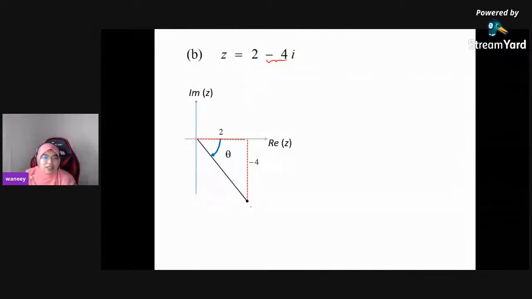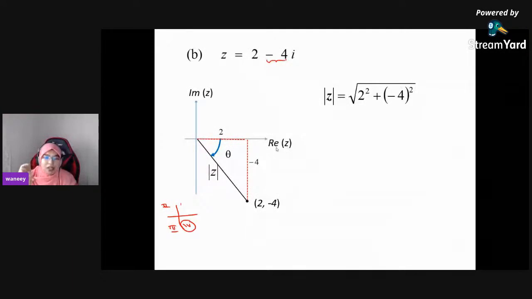So that means the z is actually in the, so this one is 2, 1, 2, 3. So this one must be the fourth quadrant because here positive real, negative imaginary. So this is the fourth quadrant. So my z is in the fourth quadrant. So later on when we want to calculate the argument, we're going to use the formula for the fourth quadrant. Okay, so let us calculate then.